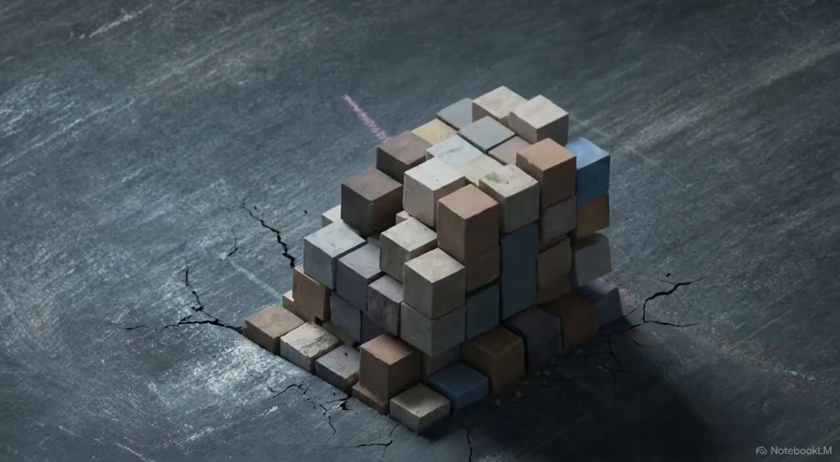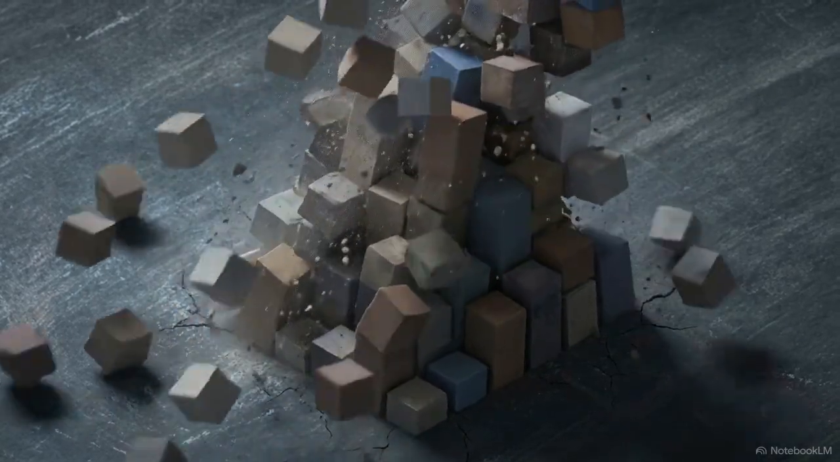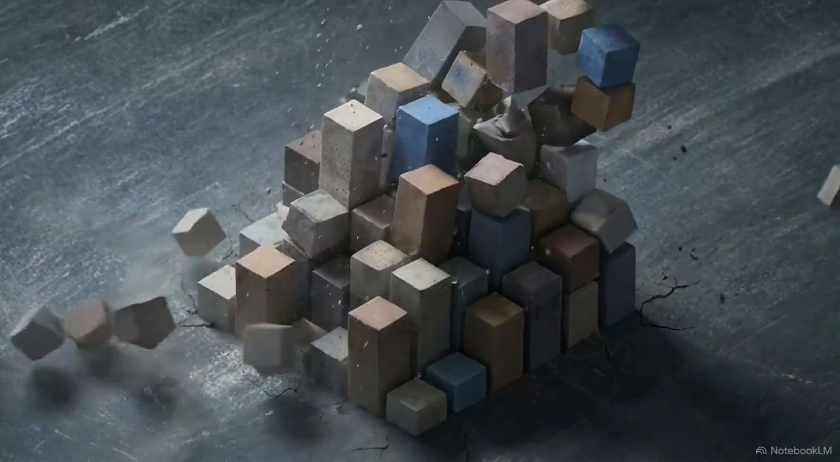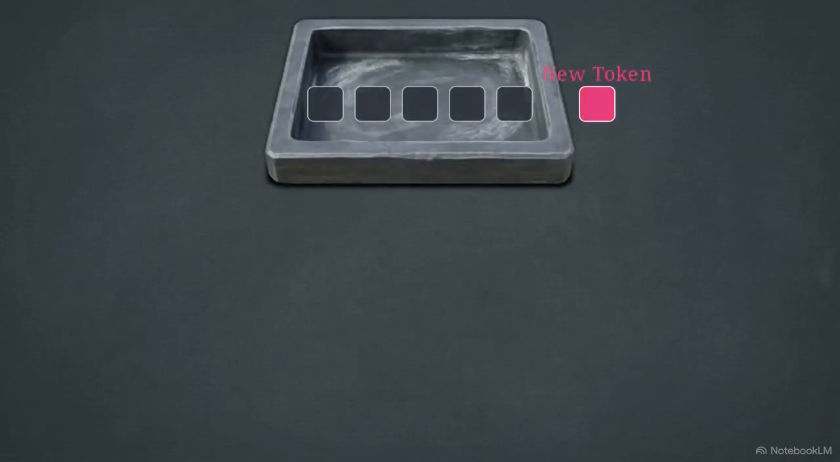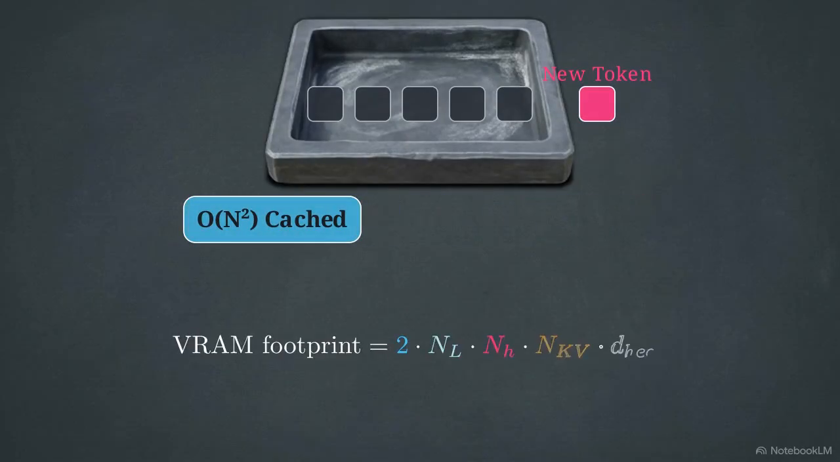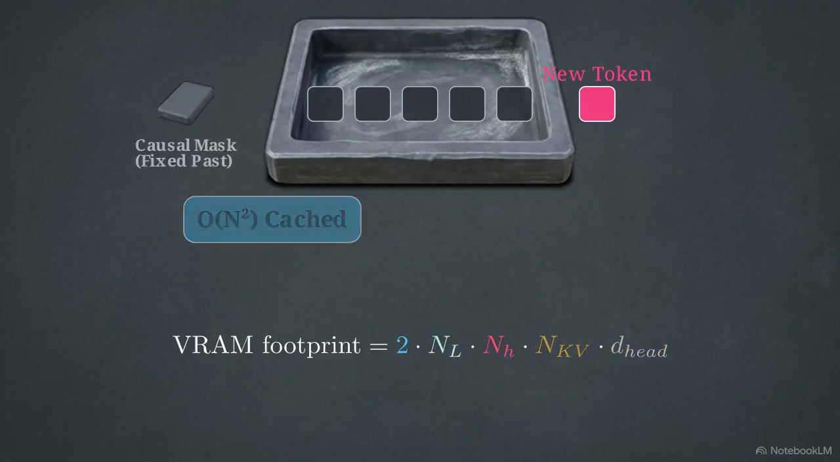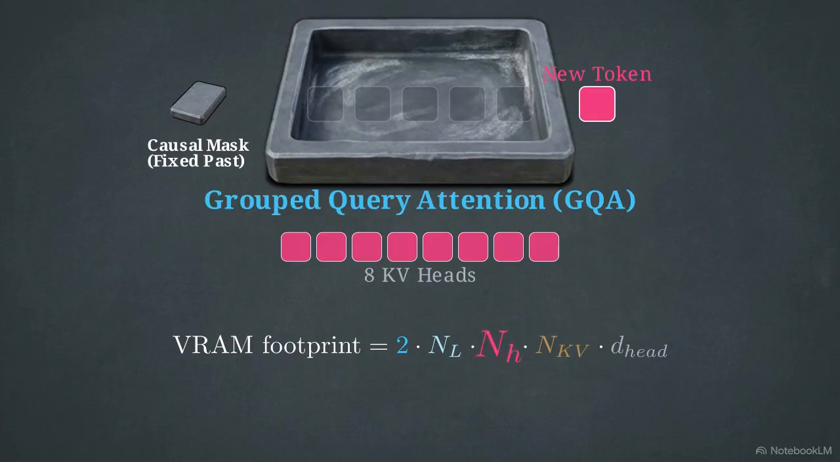Autoregressive generation carries an exponential penalty. Recomputing every token's keys and values at every single decoding step balloons the time complexity to O of n cubed. The industry solution is the KV cache. By storing past tokens in VRAM, the model only computes the keys and values for the newest token, dropping the time complexity to O of n squared. This cache formula reveals extreme memory costs: 2 times layers times heads times cache tokens times head dimension. The causal mask makes caching valid, keeping past outputs perfectly fixed.